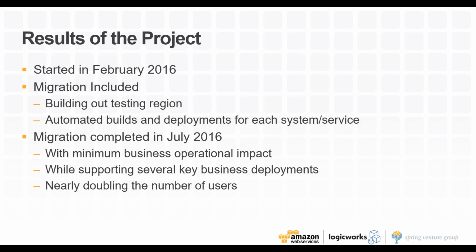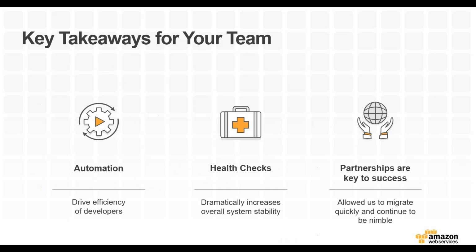We delivered several key business deployments in that 5-month period of time, and we nearly doubled the number of users that our systems were supporting. So some key takeaways for your team from a client perspective: as we talked about before, automation is the key to doing DevOps, and specifically with looking at things like SOA microservices and doing that with a DevOps environment. You need that to really ensure the efficiencies of your developers.